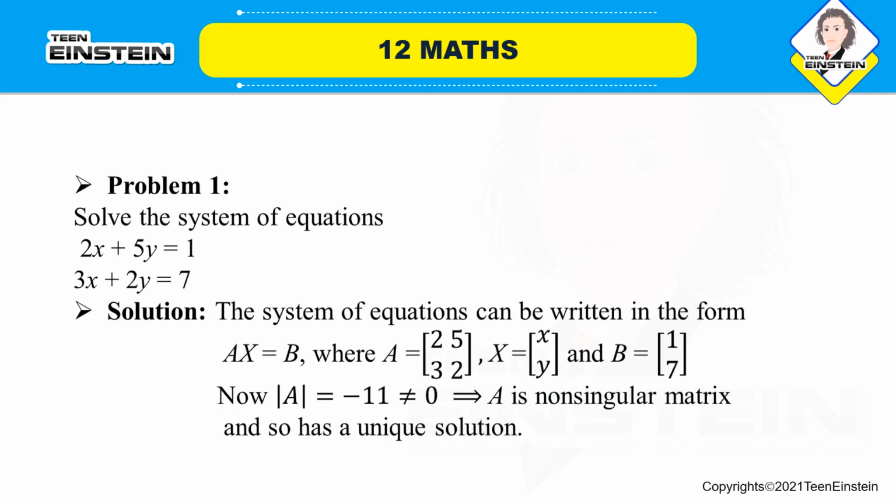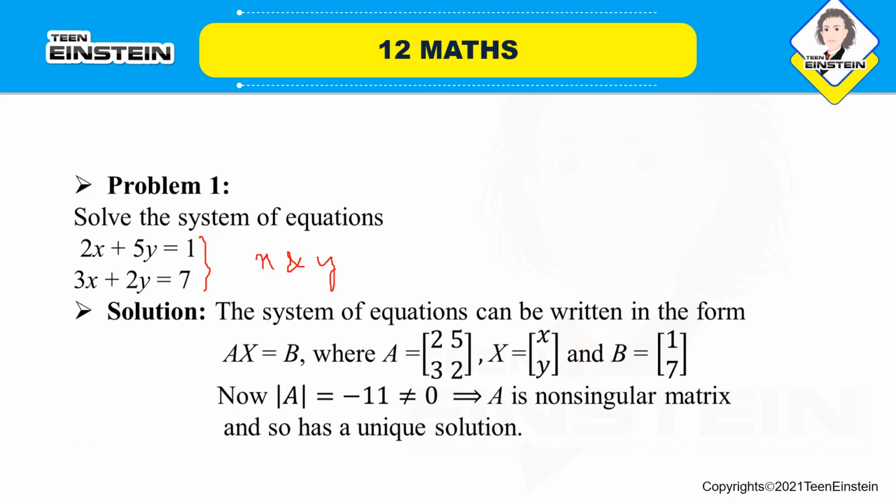Now let us see some problems. Look at problem number 1. Solve the system of equations 2x + 5y = 1 and 3x + 2y = 7. So we have two equations in two unknowns. What are the two unknowns? x and y. So we have to solve the system of linear equations 2x + 5y = 1 and 3x + 2y = 7.